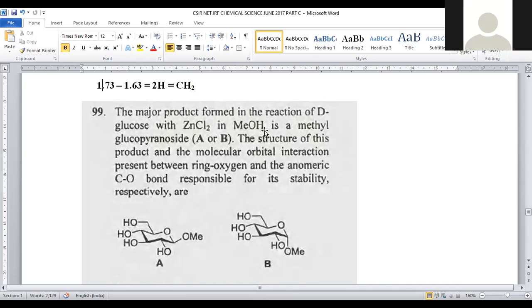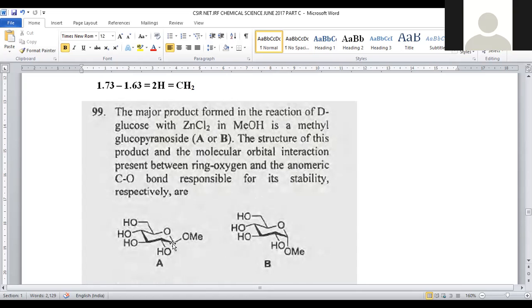Upon treating with methanol, what happens? Here, the aldehyde group at the topmost position will be converted into methoxy. So a glucopyranoside will be generated. There is a possibility of two types of pyranosides: OMe in the equatorial position or OMe in the axial position. Either A or B will be generated. The structure of the product and the molecular orbital interaction present between the ring oxygen and the anomeric carbon. So this is the anomeric carbon.